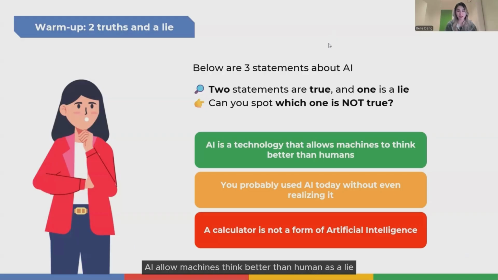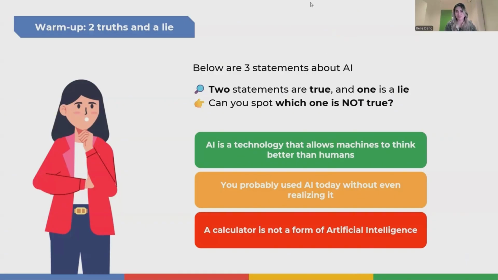Well, if you guessed that AI allows machines to think better than humans is the lie, then great job, you're right. AI is powerful, but it doesn't actually think like humans. Let's dive deeper into understanding what AI really is.